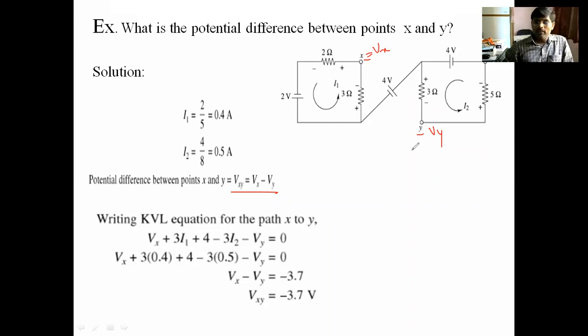Okay, so therefore here you must identify what are the elements present between Vx and Vy. From X, there is a 3 ohm resistor, a 3 ohm resistor, then a 4 volt source, then again a 3 ohm resistor, a 3 ohm resistor. So here there are two voltage drop elements and one battery present between X and Y.